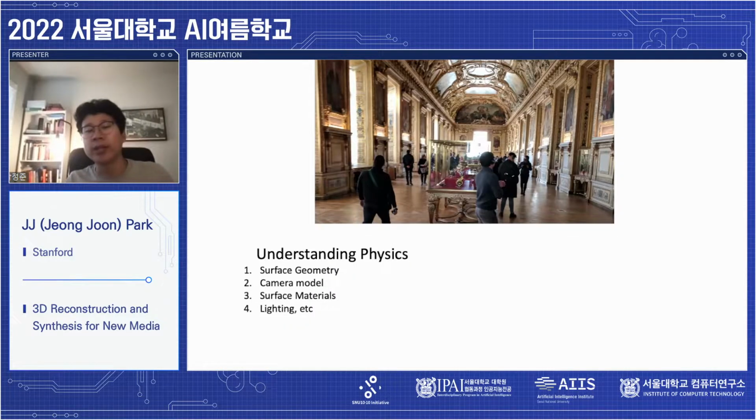And in order to enable all this cool stuff for 3D media, I think the first step would be to understand the physics behind how pixels are generated. For example, we can study how the camera is modeled or how the surface geometry is in the scene, and even think about how surfaces reflect the lighting, and so on.